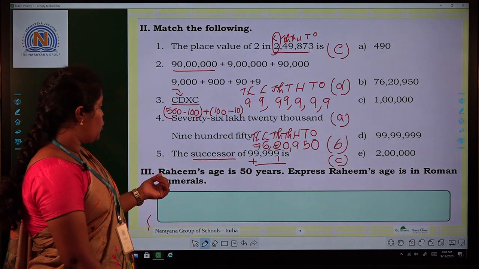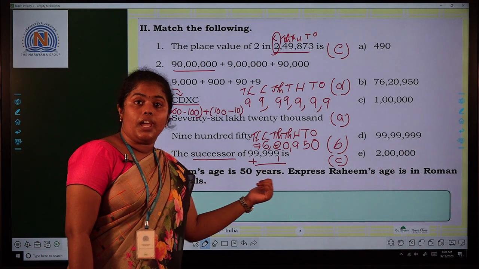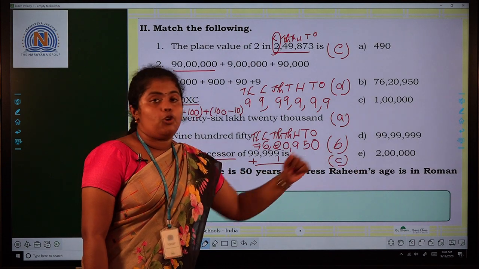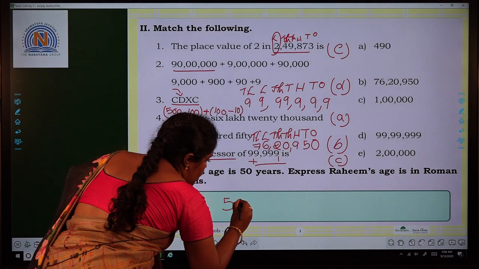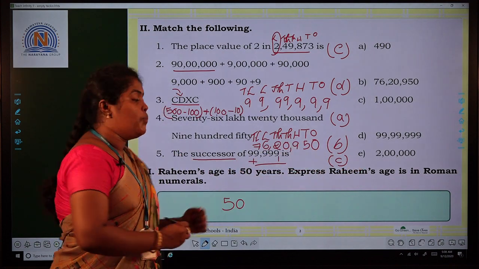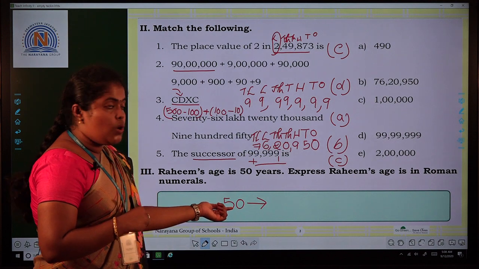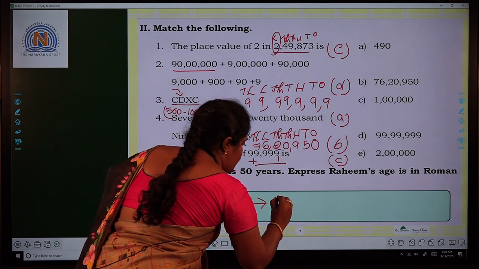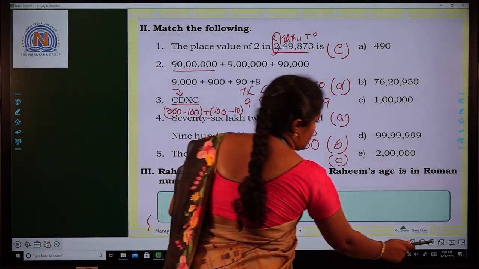Next, here, third question. Reshma's age is 50 years. They have given Reshma's age as 50 years. Express Reshma's age in Roman numerals. So the given age is 50. Reshma's age is 50. We have to write it in the Roman system. This is our Indo-Arabic system. In Roman numerals, 50 stands for L. Next, we will go to the next one.